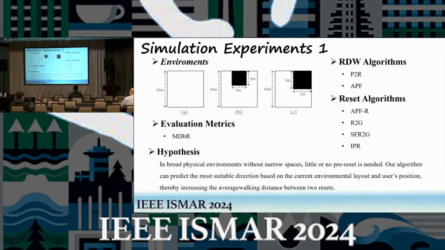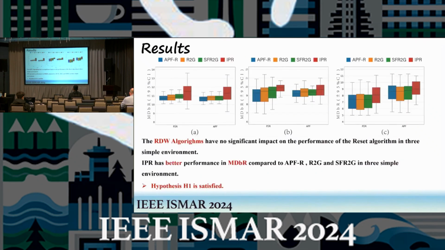We use environment group A to show that all algorithms can redirect users effectively during reset in simple environments, improving obstacle avoidance with low complexity. The results are shown here.